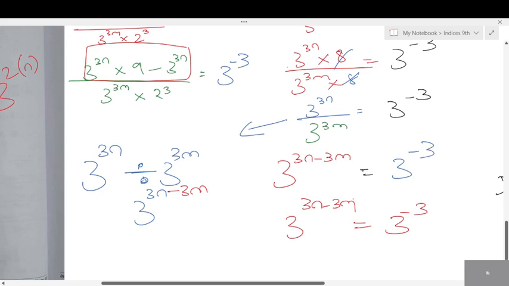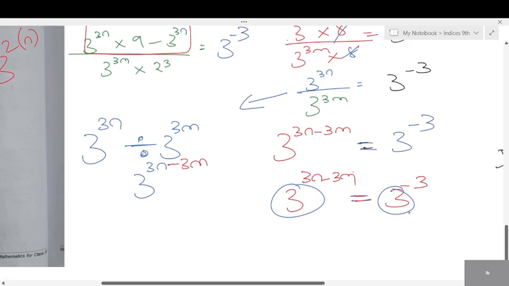Okay, now is the base same for both 3 and 3? Are they on the same side or opposite side? Yes, tell me, students, same side or opposite side? Opposite side. So opposite side, what did I tell you all? The base can get cancelled. So what is the powers?